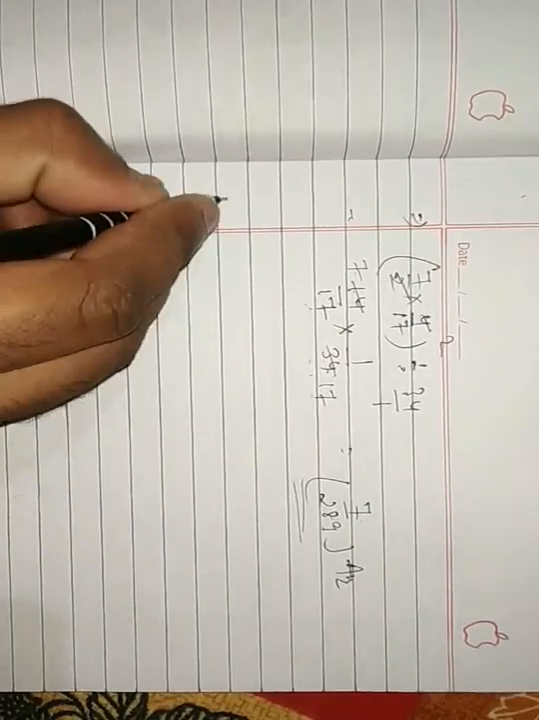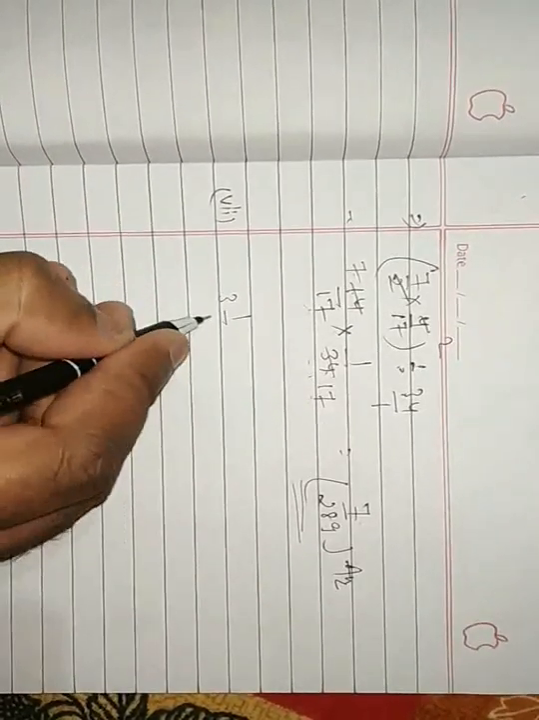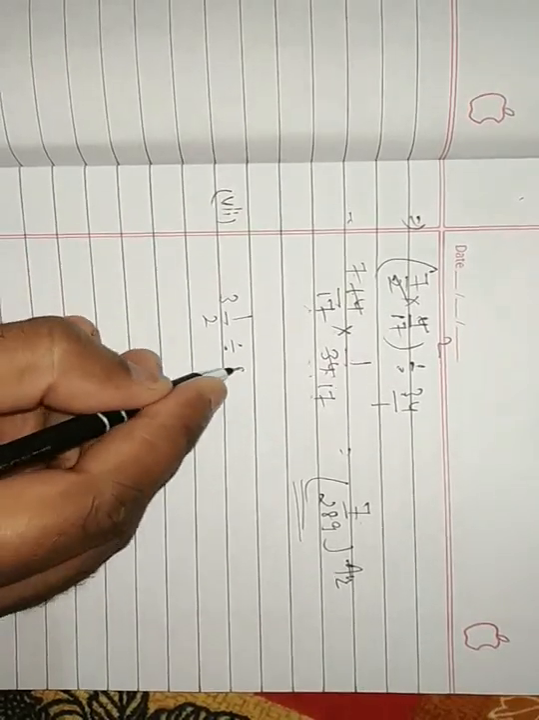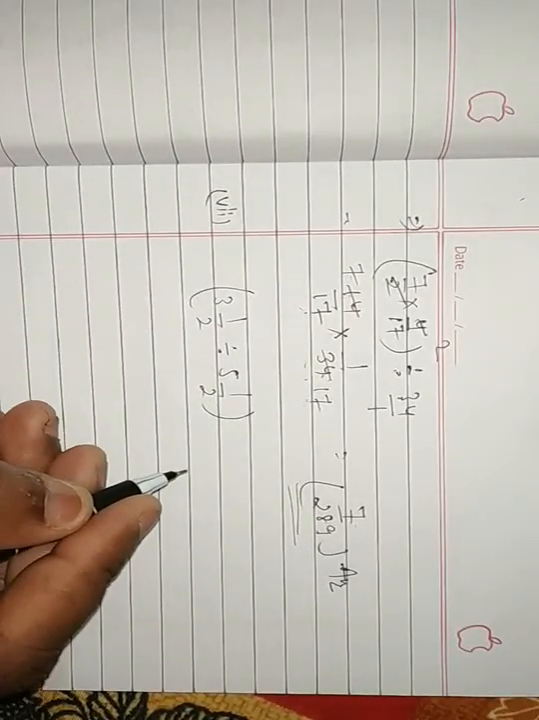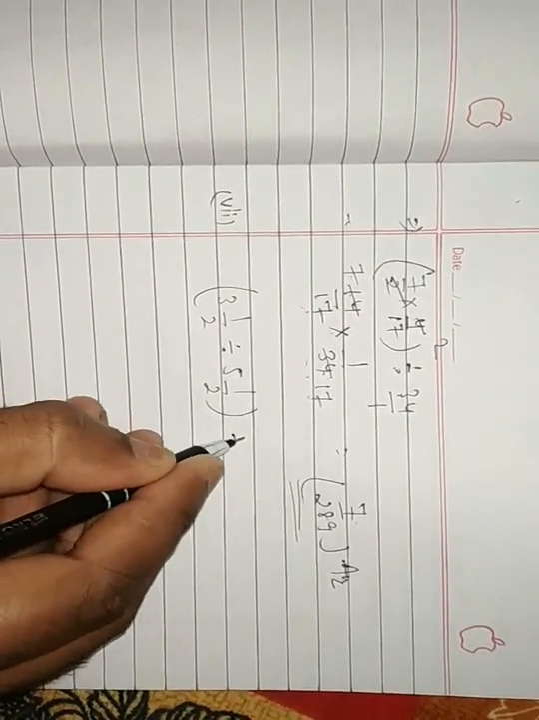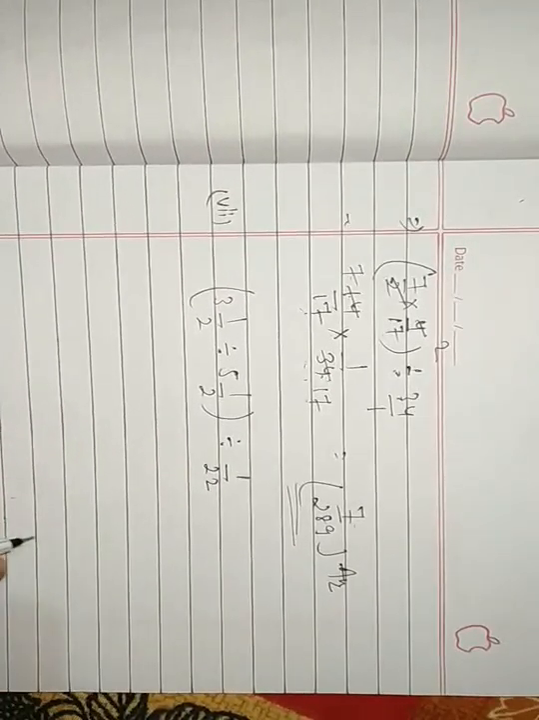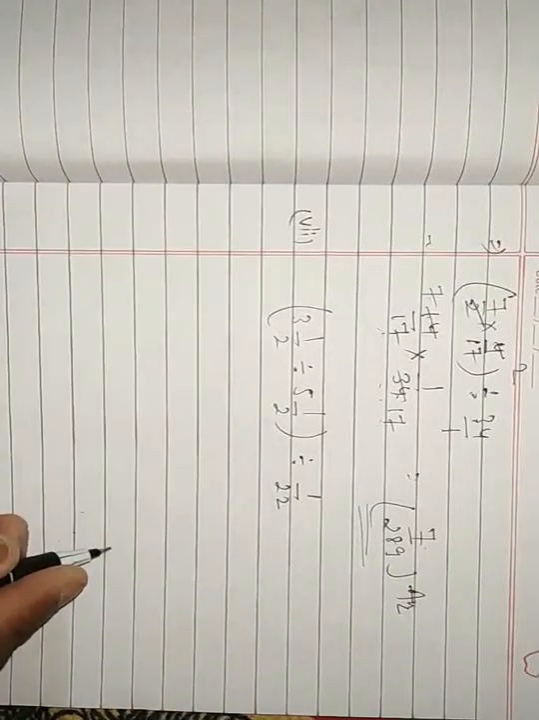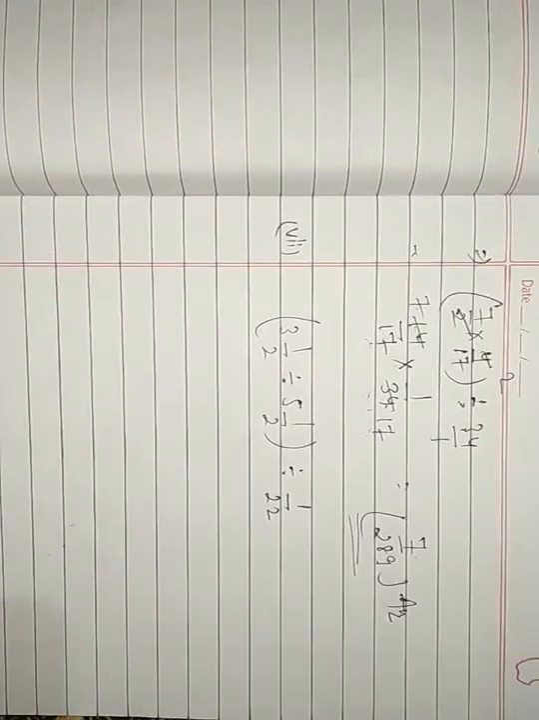Let's take one more example the same way. 3 integer 1 by 2 divided by 5 integer 1 by 2, divided by 1 by 22. I hope you all can solve it. I am giving you 2 minutes time. Kindly solve it, everyone, very fast.